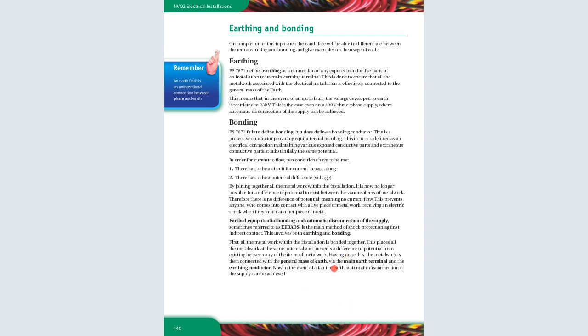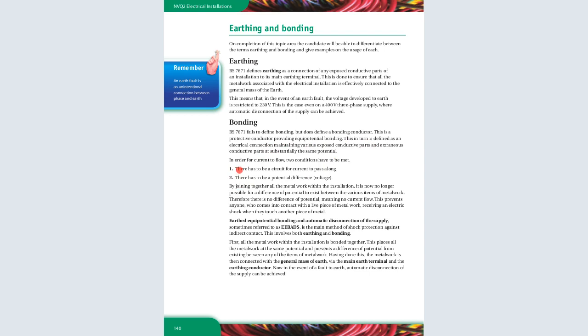So that is earthing. Earthing is the connection of any exposed conductive parts of the installation to the main earthing terminal. Now, what is bonding? BS 7671 does not define bonding, but does define the bonding conductor. This is a protective conductor providing equipotential bonding. This in turn is defined as an electrical connection maintaining various exposed conductive parts and extraneous conductive parts at substantially the same potential.